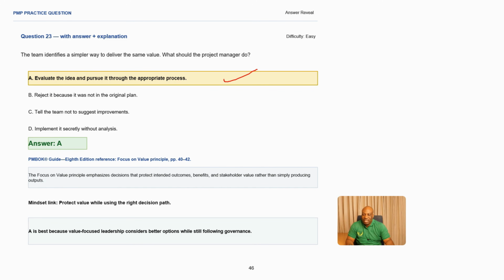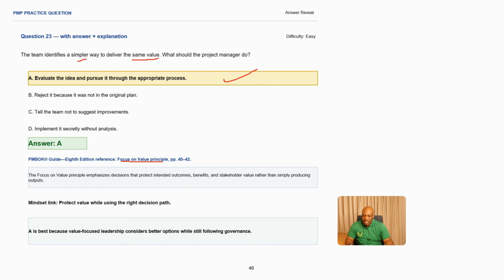Evaluate the idea and also pursue it through the appropriate processes. Get to know more about this idea from the team, because it's going to give the same value, it's just a simpler way to do it. So you need to evaluate, understand it, and then allow the team to proceed. So what is our reference here? Focus on value, okay? Principle. All right.